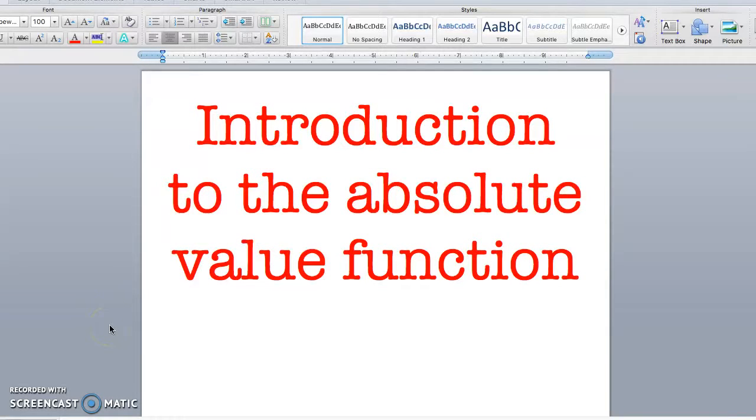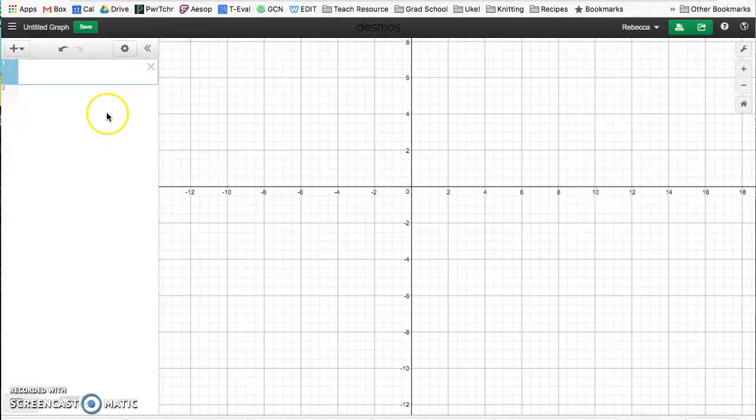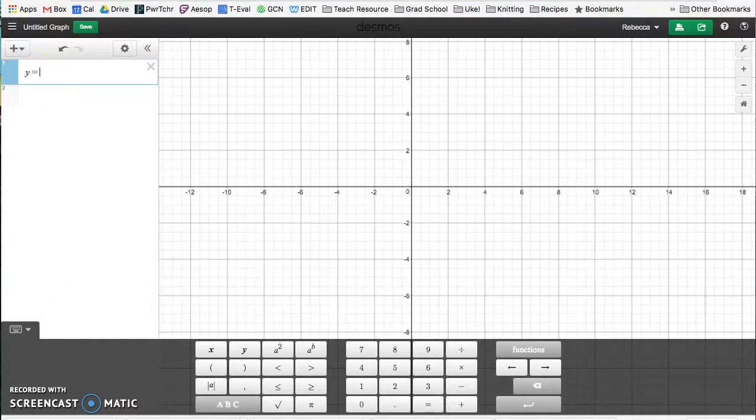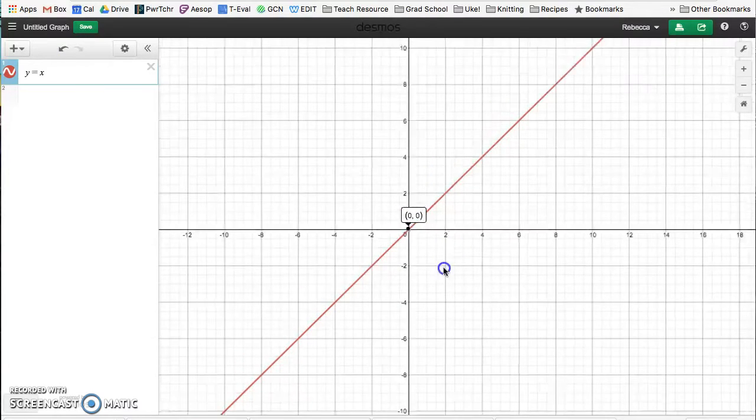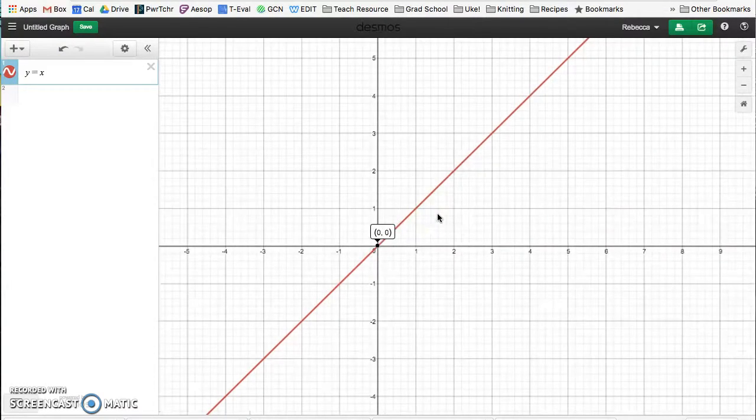Hello, algebra students. Welcome to this introduction to the absolute value function. So to introduce this, I'm going to show you some things on Desmos. So we know the line y equals x. It has a y-intercept of (0, 0) and a slope of up 1 over 1.